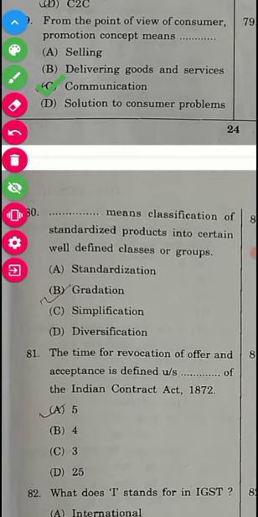Moving to the question number 80. Dash means classification of standardized products into certain well-defined classes or groups. So this is known as gradation. Option B is the correct answer.